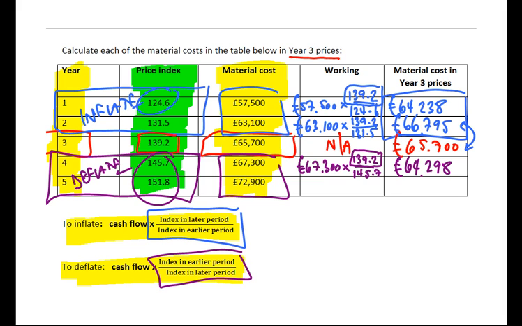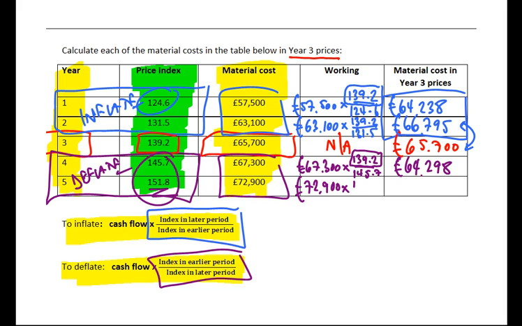Just pause me for a minute or two while you see if you can now deflate the 72,900 for year 5. Well, 72,900 is the material cost in year 5, but that will have been affected by a further increase in the price index. You can see year 5's actually got the highest price index of any of the years, so perhaps unsurprising the material cost is the highest.